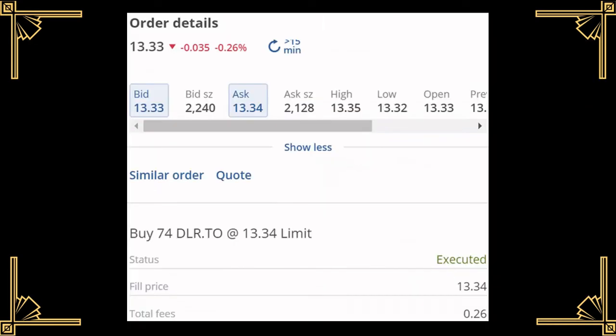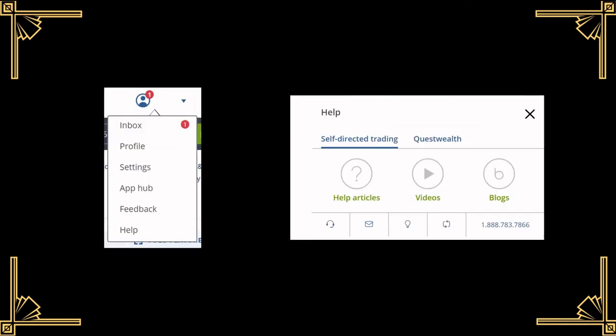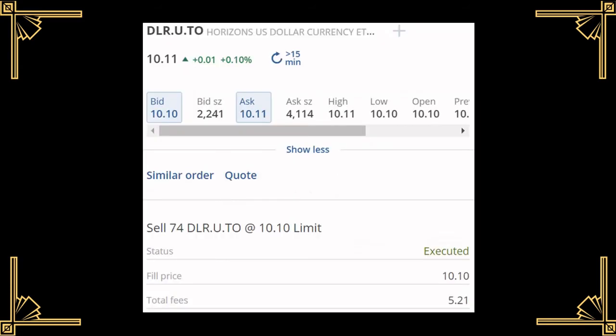First, I bought shares of DLR.TO. I pulled out my calculator and divided 1,000 Canadian by the current price per share, which told me that I could buy 74 shares. Next, I went to Help and selected Chat and asked them to journal over my shares of DLR.TO to DLR.U.TO. After 2 business days, my shares were journaled over to DLR.U.TO and I sold them, receiving USD for the shares.